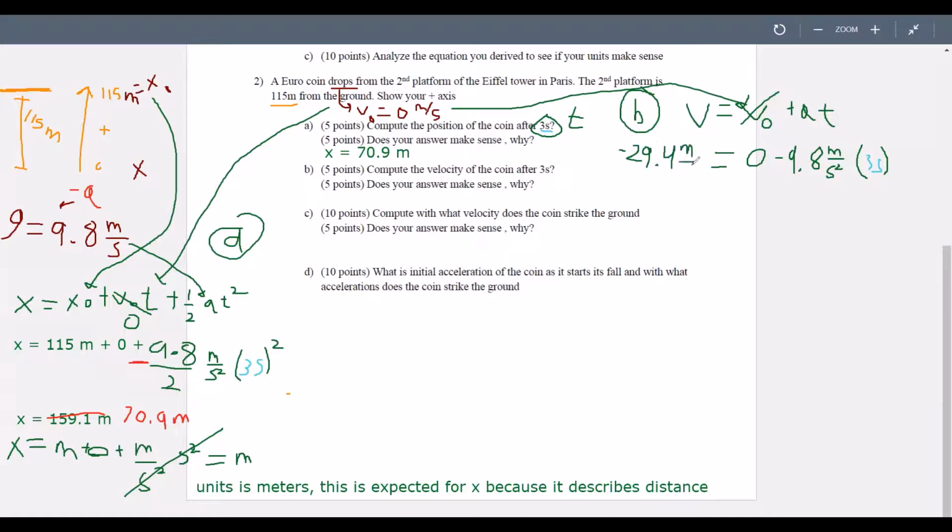And then for the units, double check that they're meters over seconds. Yeah, because this one's going to be canceled out by that, which is going to leave you with meters over seconds. Then we're good. The answer makes sense because yes, it's negative, yes, it's in the right units, and it's not crazy huge.